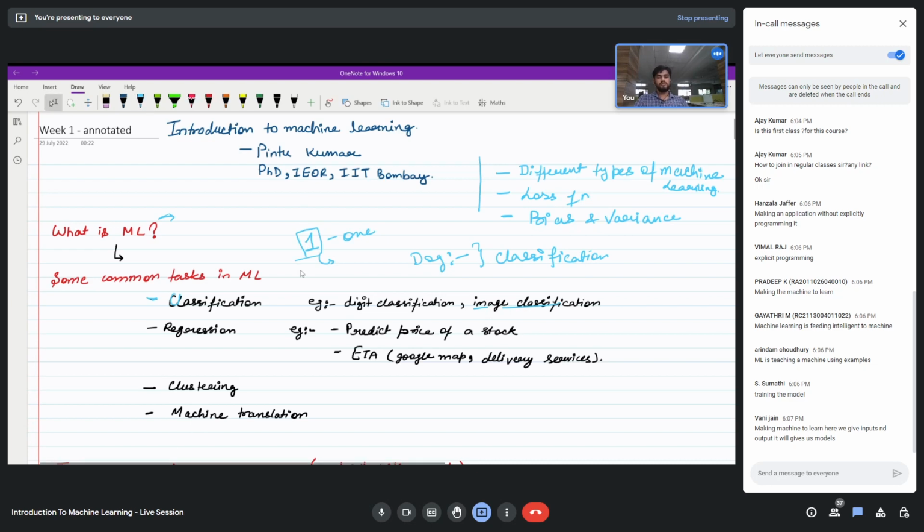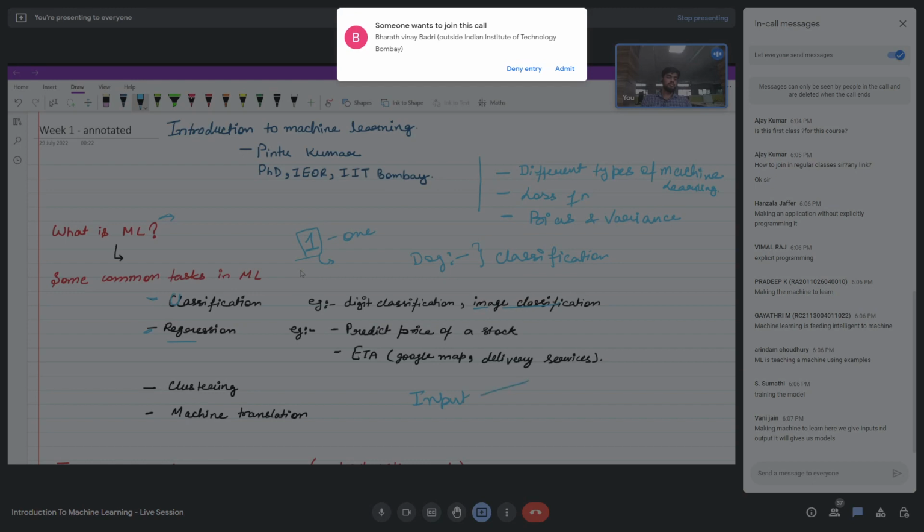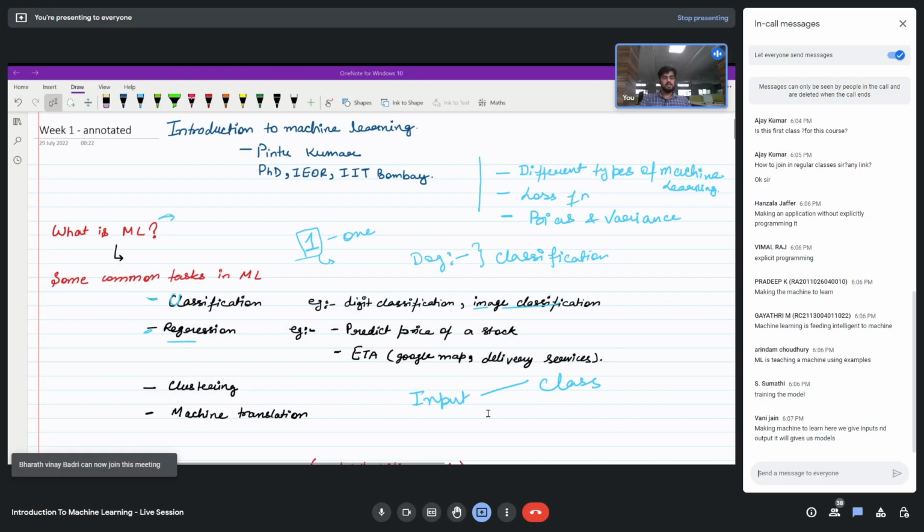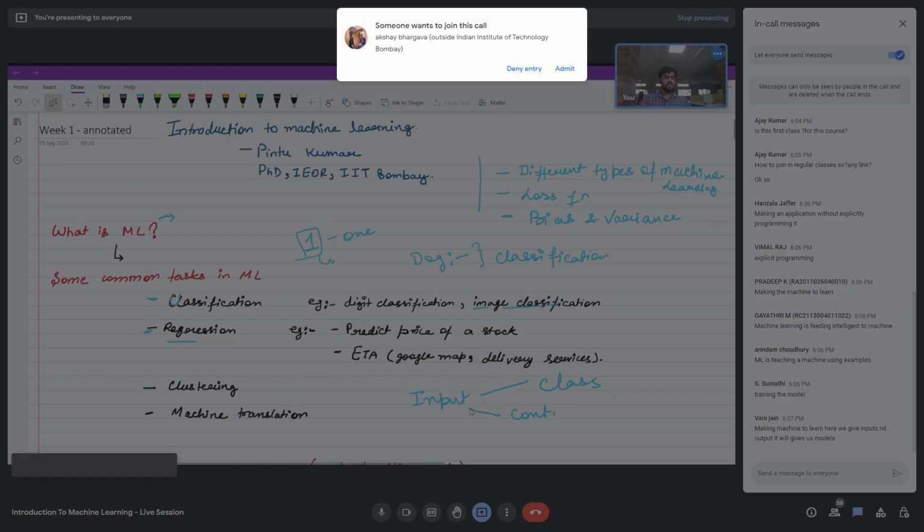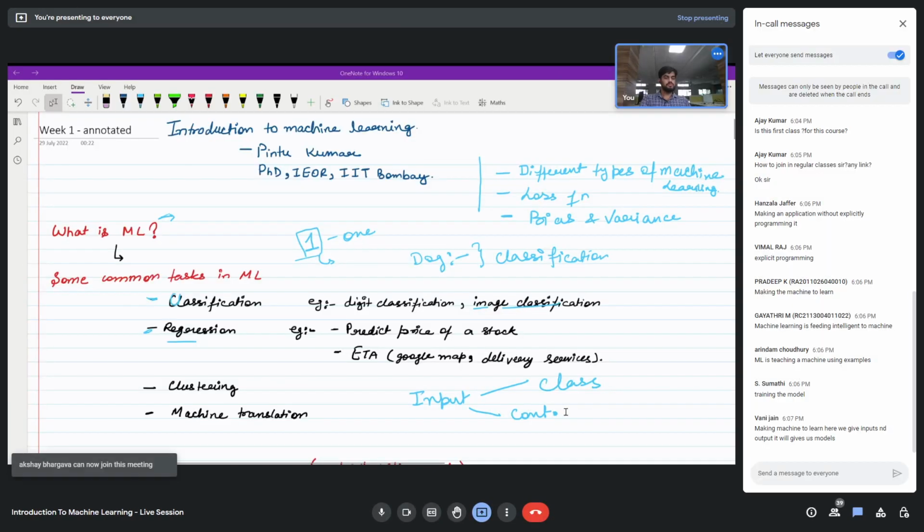Now, the second kind of task that we do is regression. In classification, for every input we were giving, we were assigning it to a certain class, right? Now, in case of regression, rather than a class, we have to assign it a continuous value. So in regression, we want to assign every input a continuous value.